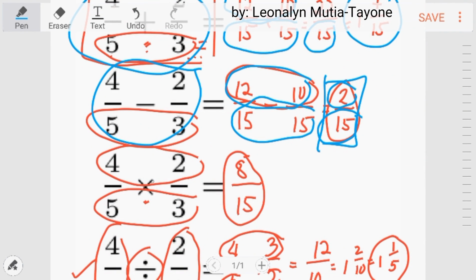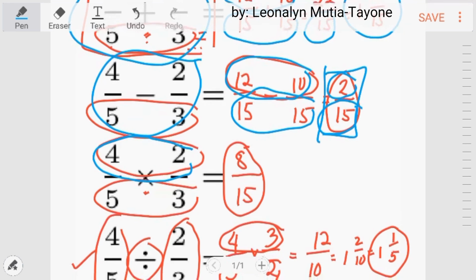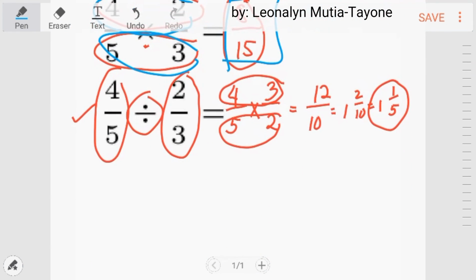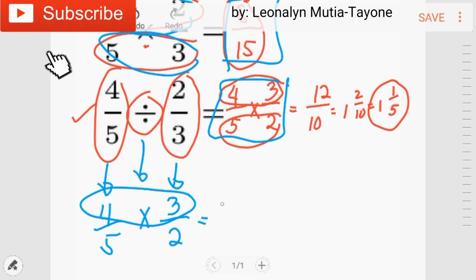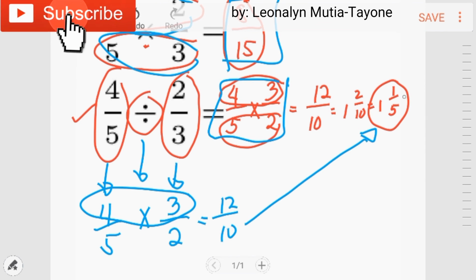Sa multiplication naman, just multiply it directly, yung numerator to numerator, and then yung denominator to denominator. Kaya ito na yung answer. Sa division naman, ito, kopyahin lang. Ang division maging multiplication, at ang divisor, ang reciprocal ng divisor. Kaya ganito na siya. So, ang numerator, ganun din ang gagawin natin sa multiplication. Ang numerator to numerator, denominator to denominator. Kaya ito na yung final answer.